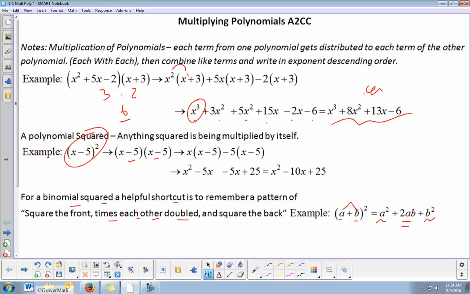And you see that here with x squared minus 25. Square the front, we get x squared. Square the back, we get positive 25. Negative 5 times negative 5 is positive 25. Times each other would be negative 5x, but you double it to be negative 10x, because in the distribution, you would see that you would end up with it twice.